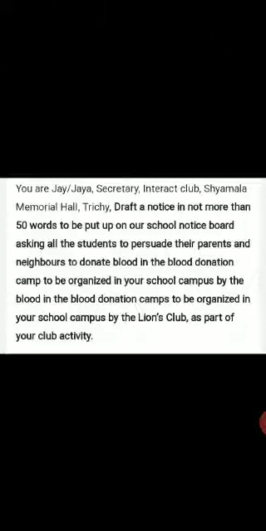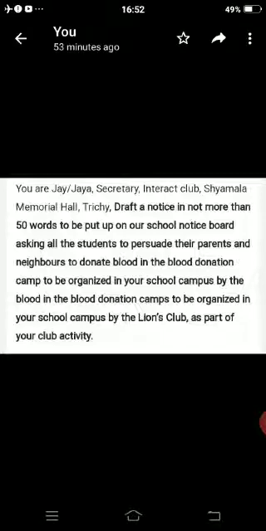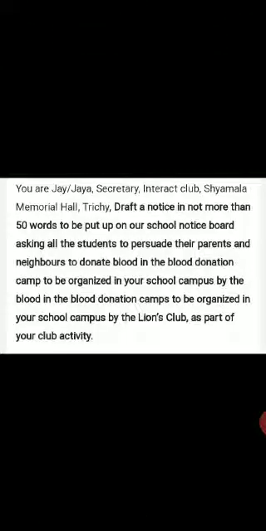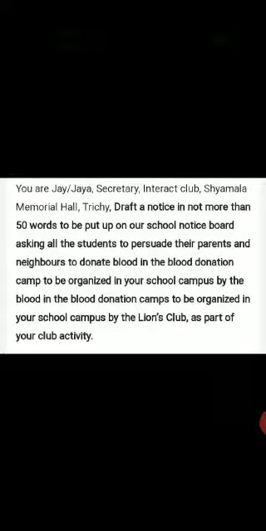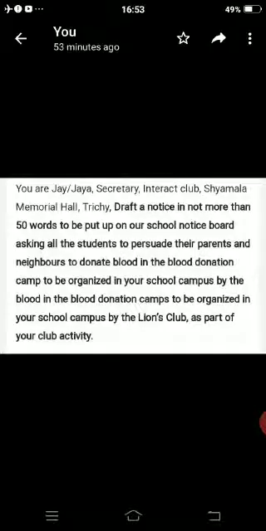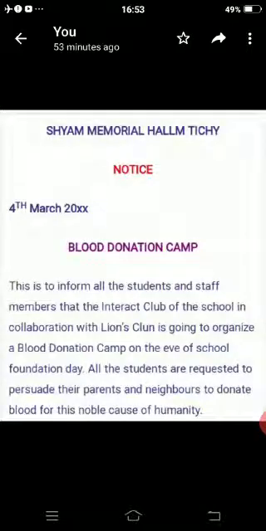So here, much information we have already got from the question itself. The name of the school is already given here. We know the event is a blood donation camp. And we know the last part, in which you have to write your name and your designation, is already given here. So let us see how it can be written.